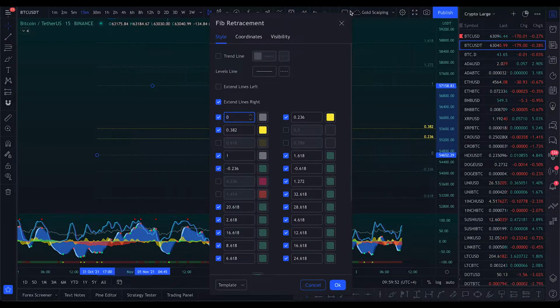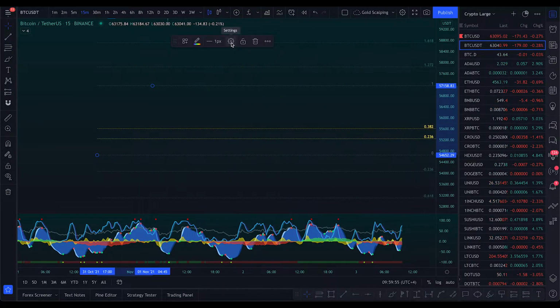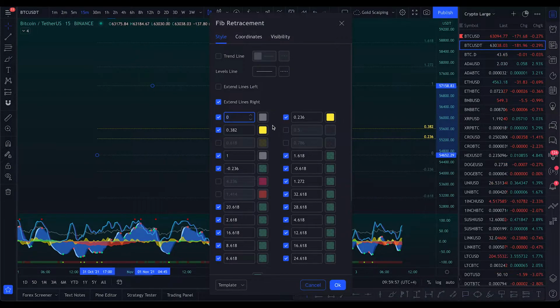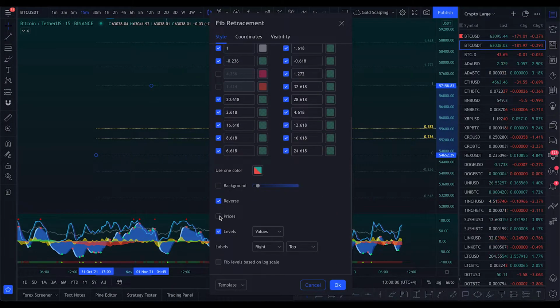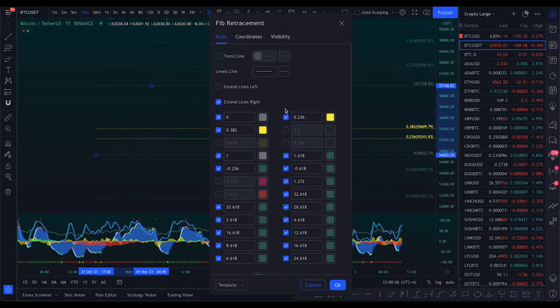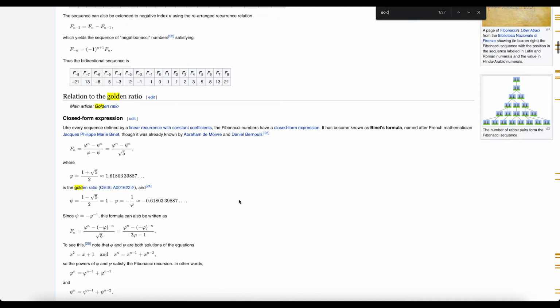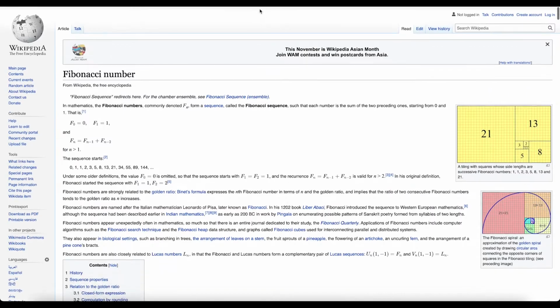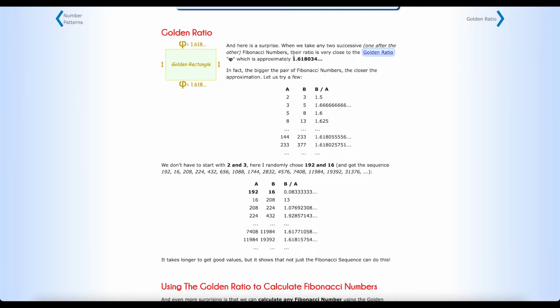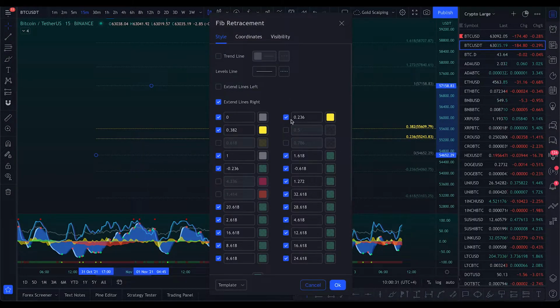What I do, you go to the settings, right? You double click here or hit the gear icon, and then you have those settings. I hit reverse. I like to show prices as well. I show levels as values, and that's my configuration, right? Here in yellow, this is my golden pocket, 382, 236. That's just the inverse of the golden ratio that we find in Fibonacci, right? Remember the golden ratio? Yeah, not this website. Yeah, this one, golden ratio, 1.618. Yeah, perfect. We're going to get to that number just by inverting, right?